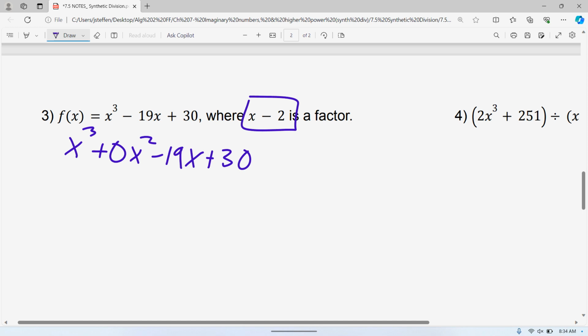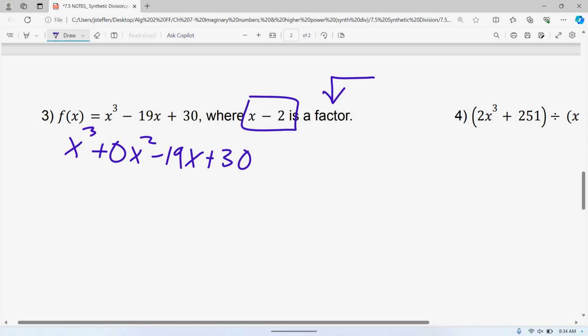By the way, if they tell you it's a factor, that means it's got a remainder of 0. That's what I've been telling you. That's the whole idea of a factor. 8 is a factor of 56 because 56 divided by 8 does not give you a remainder. So maybe that's how I'll word it on the test. That's not a bad idea.